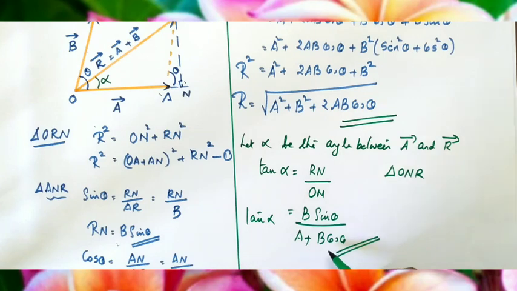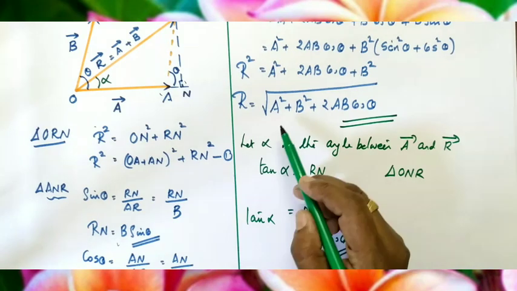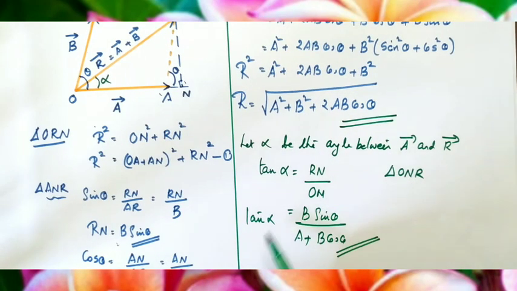Okay, so this is the method of finding magnitude and direction of resultant of two vectors, vector A and vector B. R equal to root of A square plus B square plus 2AB cos theta, and tan alpha gives the direction of the resultant.